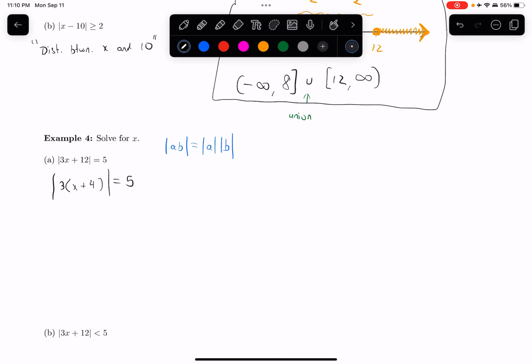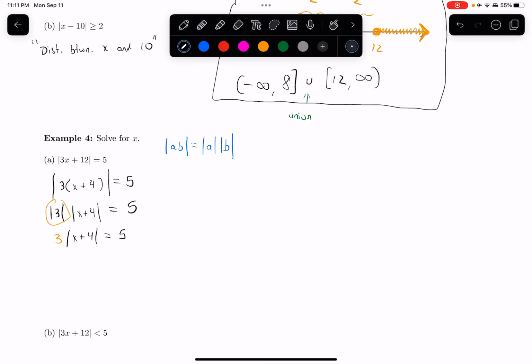So let's do that. I'll get the absolute value of 3 times the absolute value of x plus 4, equals 5. But we know what the absolute value of 3 is. It's just 3. So I get 3 times the absolute value of x plus 4, equals 5.